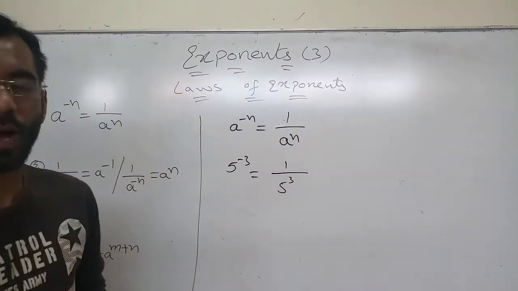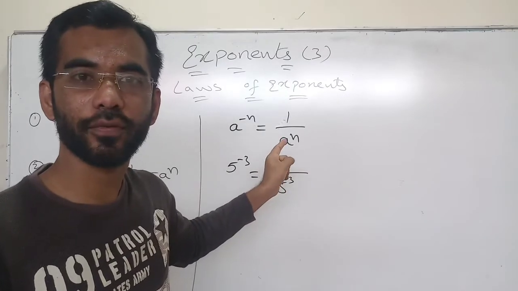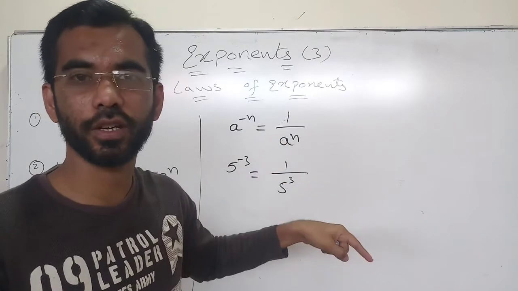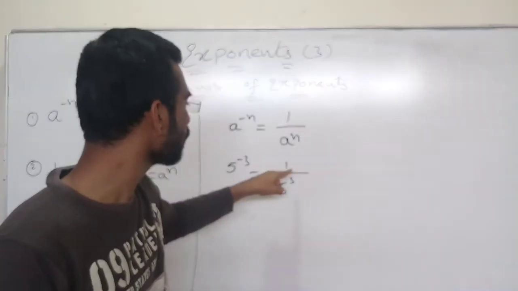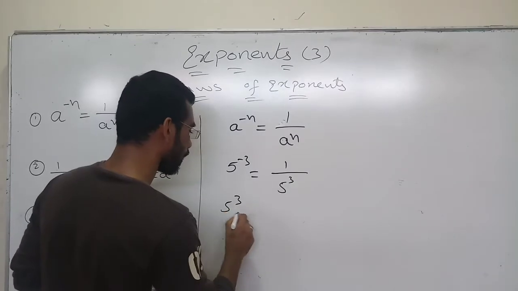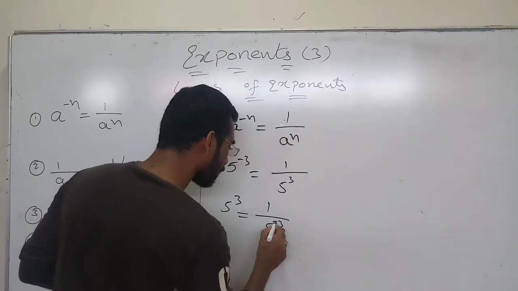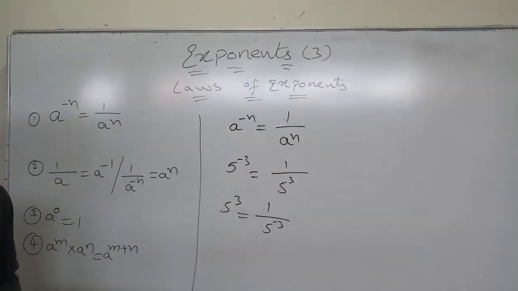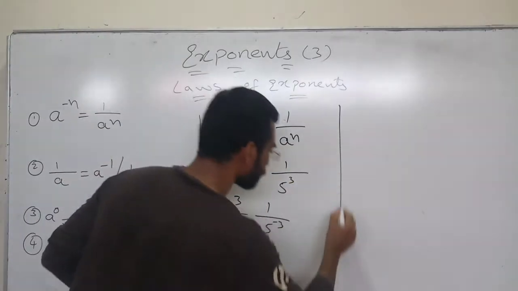In your textbook you might find this type of question: write the given negative exponent as a positive exponent. So how will you write it? 1 by 5 power of 3. Suppose 5 power of 3 is given and you want to write it with a negative exponent. It will be 1 by 5 power of minus 3. This is the first one.